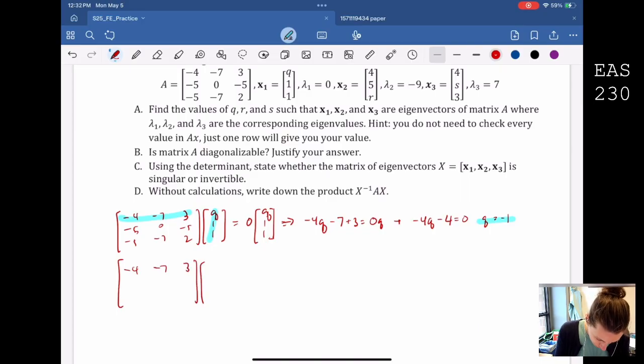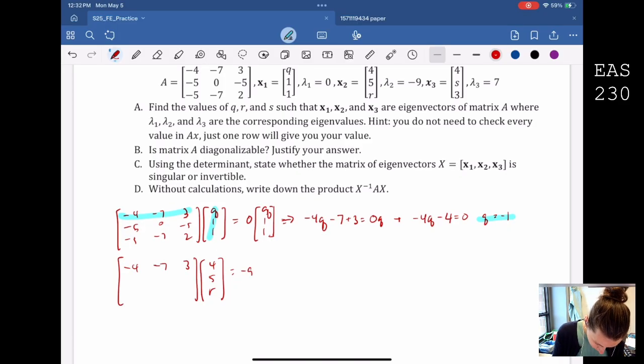There's A, there's x2. And to be honest, you only need one row or one column of A, because when you do the dot product, I would find the same thing regardless of which row and which column I use. So that's lambda 1, so that equals negative 9R.